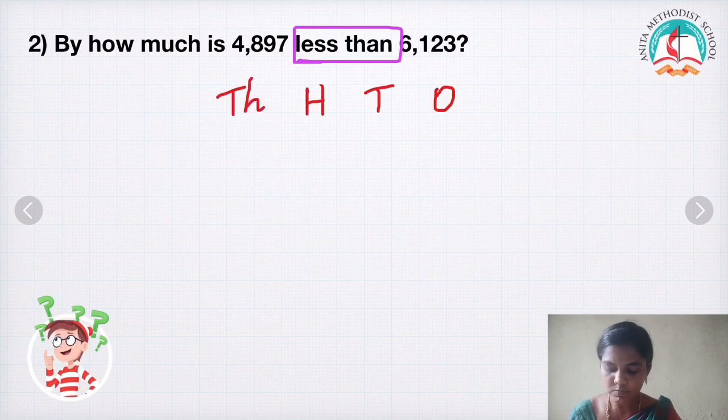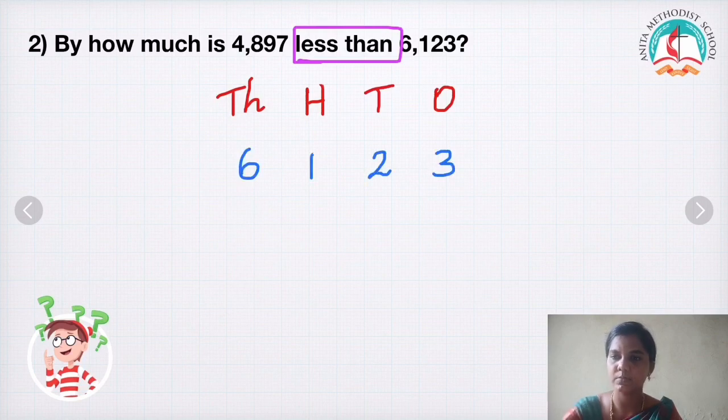Okay, so now we need to write the numbers in the correct places. So here which is the minuend, the greater number? This is the greater number. Okay, so first we need to write that, 6123.